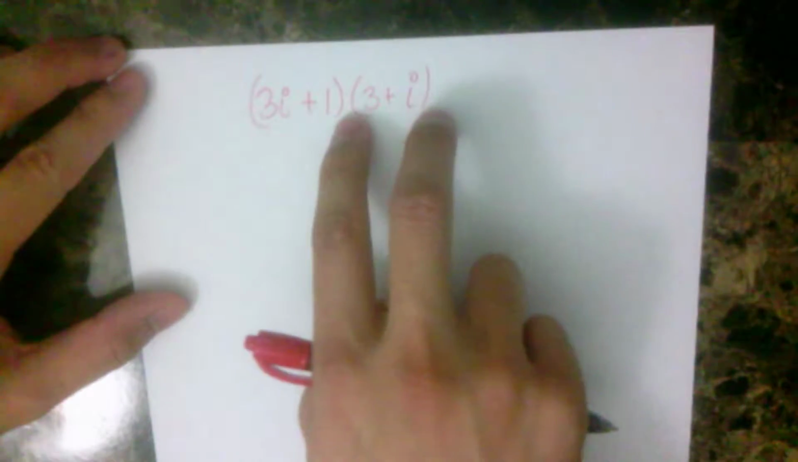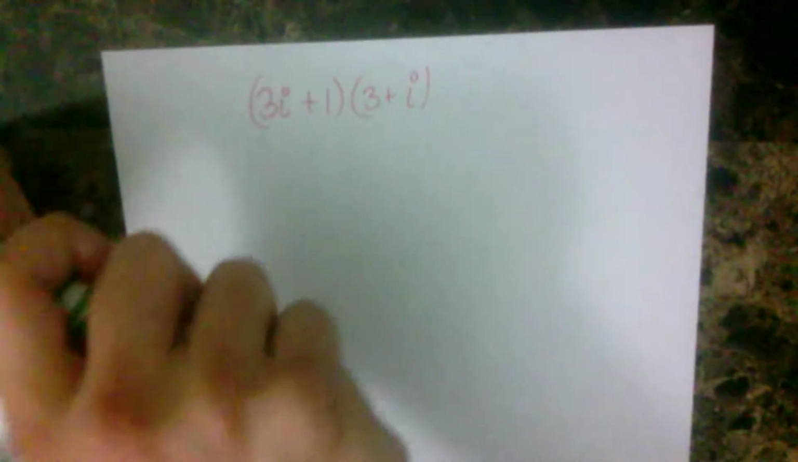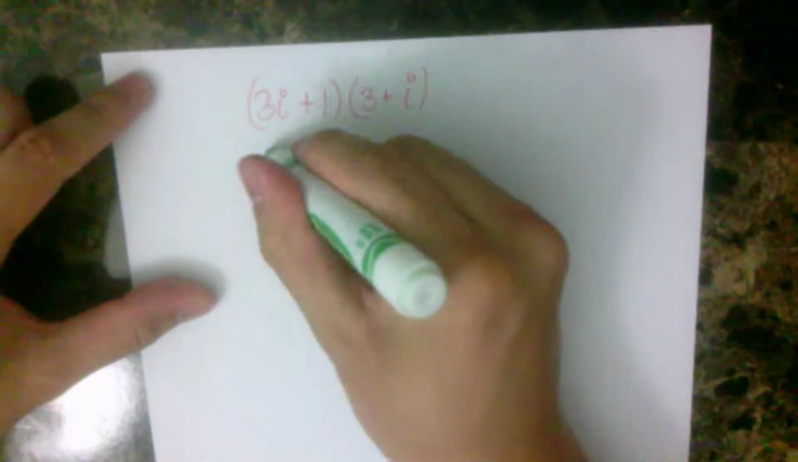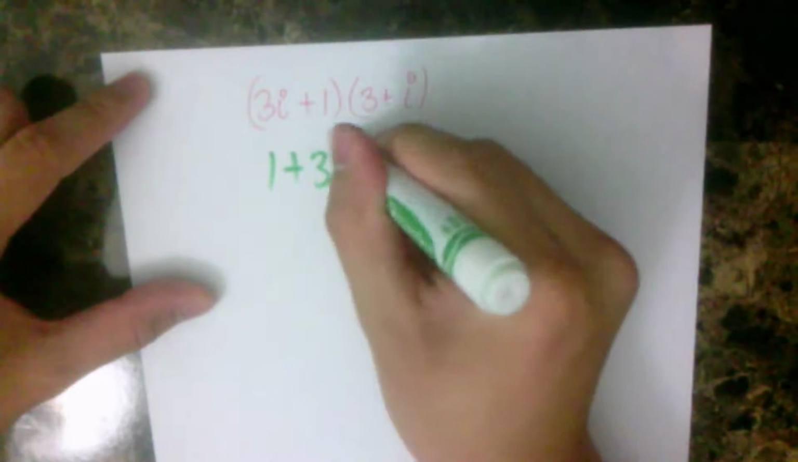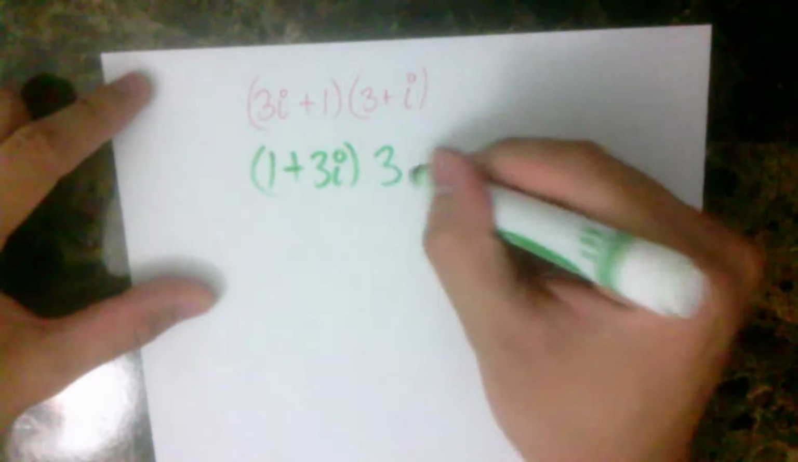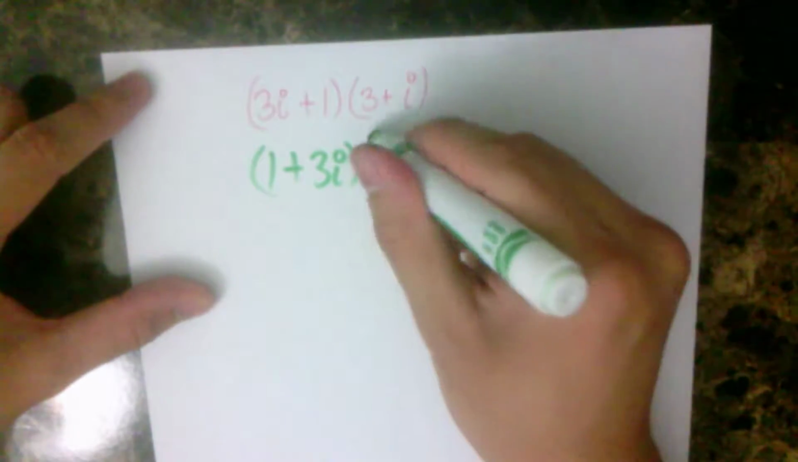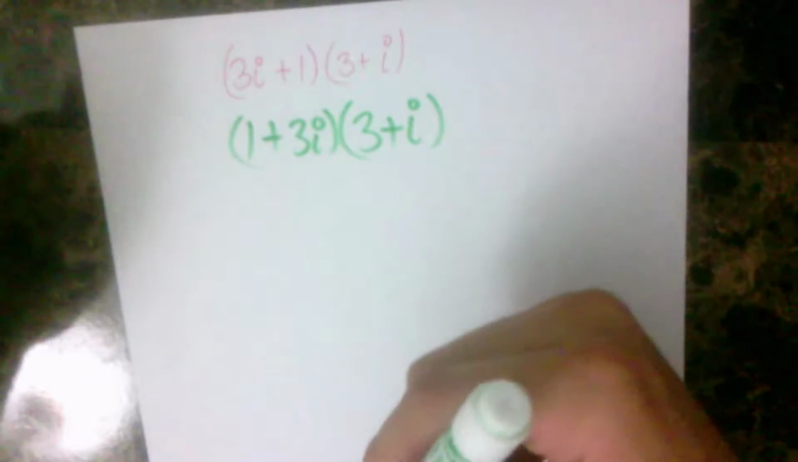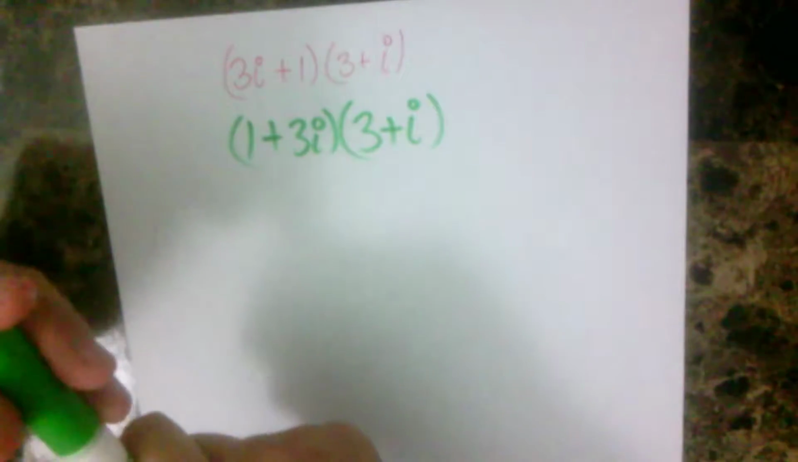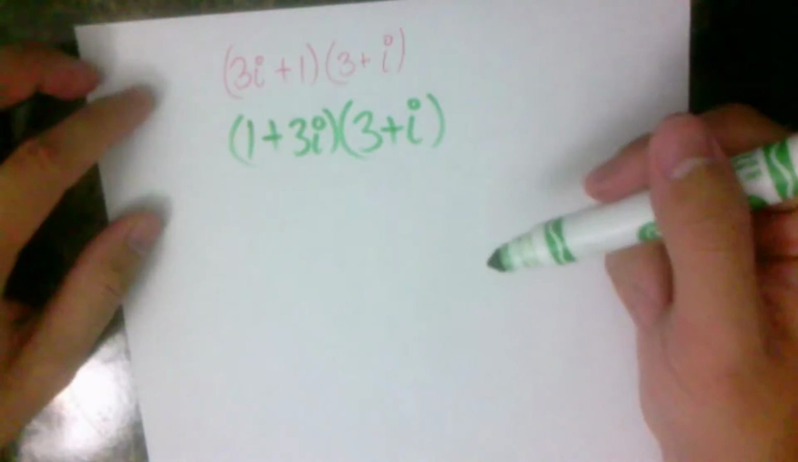So I'm actually going to rewrite this problem so that my number comes first and my i comes second. 1 plus 3i. Again, for these earlier problems, it really doesn't matter, but it does matter in the future for these problems that are going to come after this. So I would recommend you get used to putting in this order just so that you get practice with it.